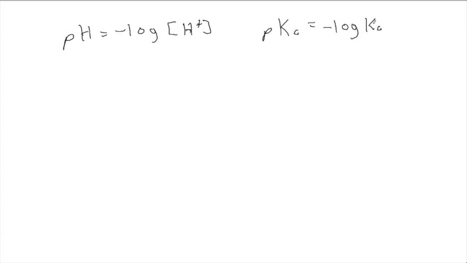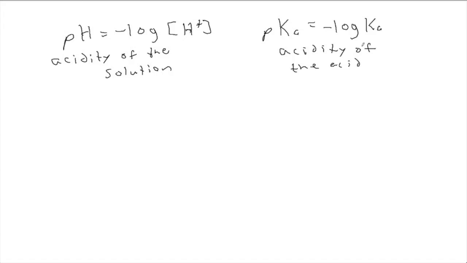The Ka is the equilibrium constant of the acid. It's a property of the acid, a property of the molecule. But H plus tells you how many protons there are in the solution. The H plus is not directly related to the molecule. H plus means the concentration of protons in the solution. So the pH measures the acidity of the solution. pKa measures the acidity of the acid, because the Ka is a property of the acid. So those are important things to keep in mind.